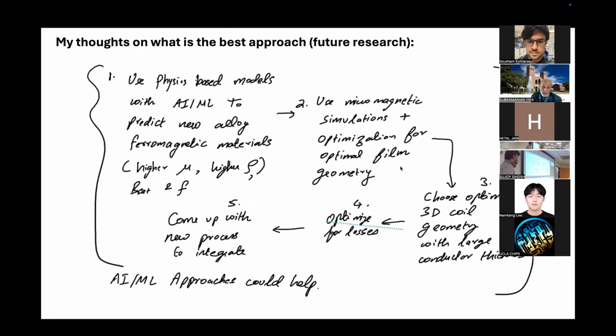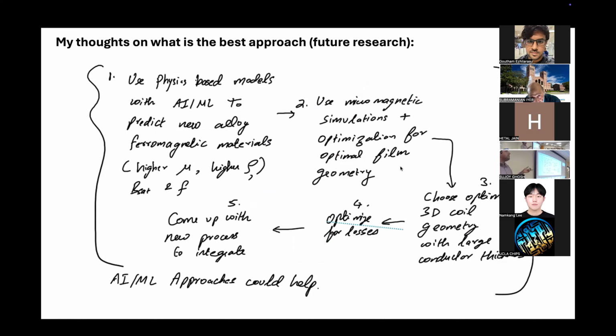So to conclude, what I think the future of this should be is we need to use some kind of physics-based models with emerging AI, machine learning, whatever, to predict new materials, new combinations of different kinds of alloy paramagnetic materials that have a higher permeability, higher resistivity, higher saturation, as well as frequency operation. And this really comes down to trying different combinations because experimentally you can only try so much.